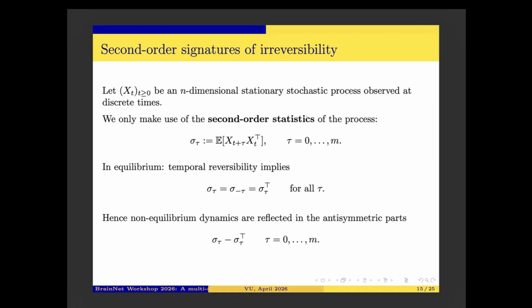So if the system is in non-equilibrium, let's put it in a different way: if we see asymmetries in this covariance function, then we can infer that the system is in non-equilibrium. This is what, for example, Gustavo Deco did with his irreversibility measures. They look at the asymmetric part of the covariance function. But I want to have it in an invariant way.